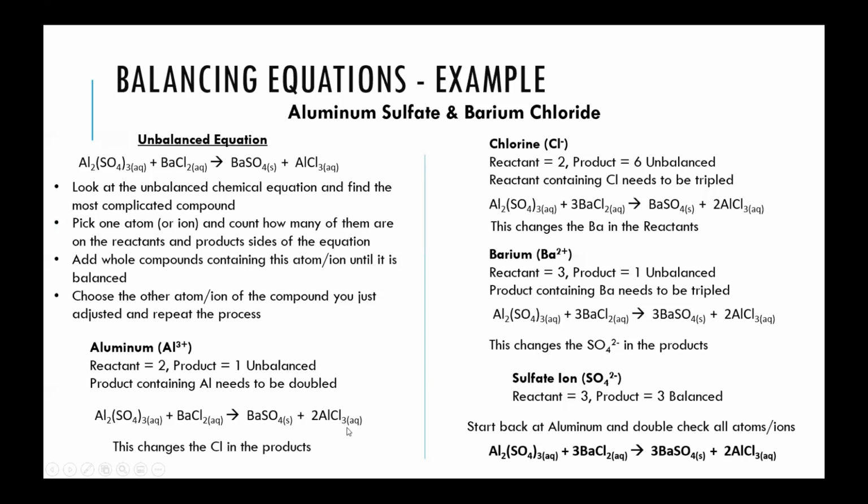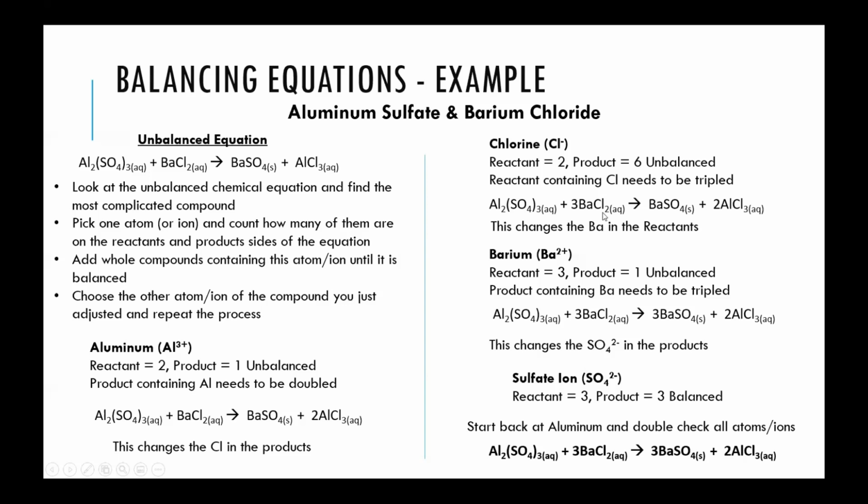So now you can use the next atom in this kind of chain. You can take the chlorine atom and see, well, how many are on the reactant side and how many are on the product side. So here you have 2 chlorine atoms on the reactant side and 3 times 2 on the product side, so for a total of 6. This is unbalanced. The reactant side needs to be tripled in order to balance out the product side, so you can triple the amount of barium chloride.